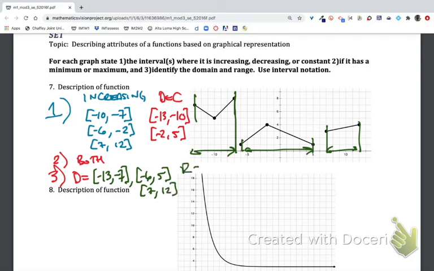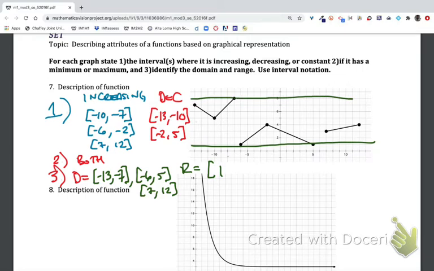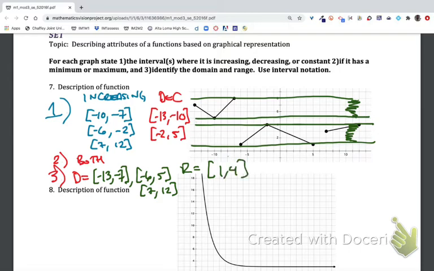The range is the vertical values, okay, those y values. That one's a little bit easier because it's just figuring out we start here and we end up here, but there's a little gap there. So there's y values all through here. There's y values all through here, but nothing in the middle. So we go from 1 to 4, and then 5 to 8. A little bit tricky there.